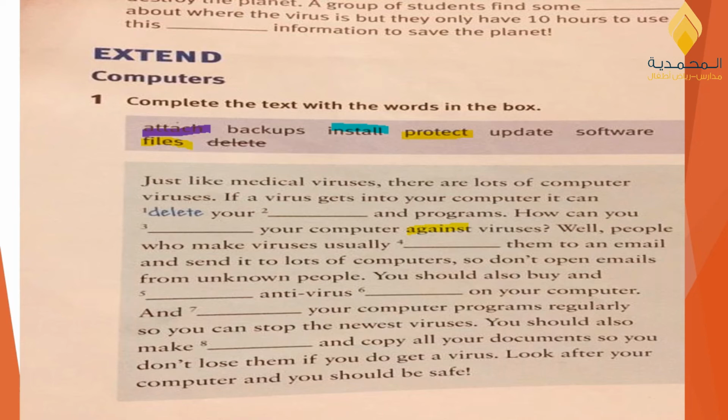And antiviruses are what? What are they? They are software. And dash your computer program regularly. So what do? We update. Yes, we update our program. You should also make dash and copy all your documents. So what do we do when we want to make a copy? Yes, we make backups. So you don't lose them if you do get a virus. Look after your computer and you should be safe.